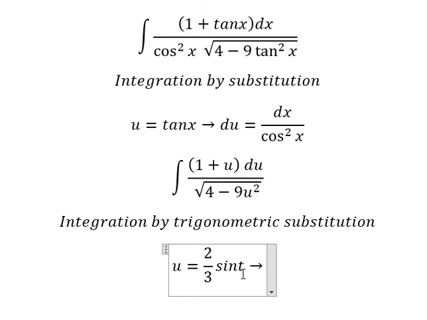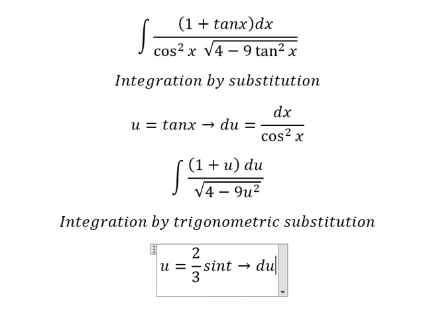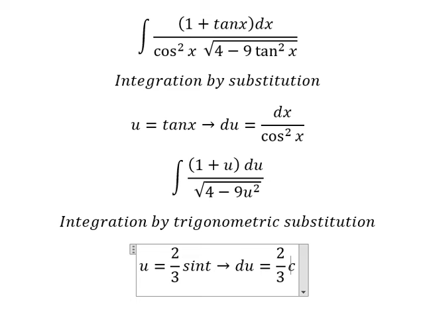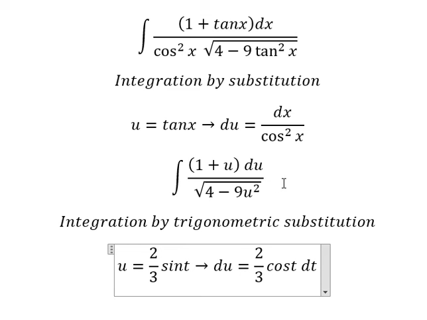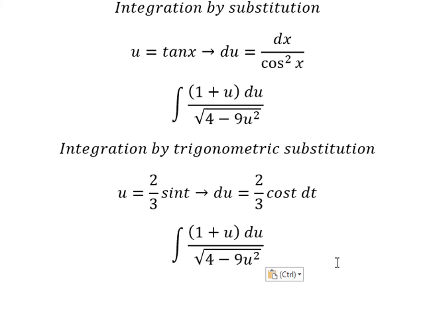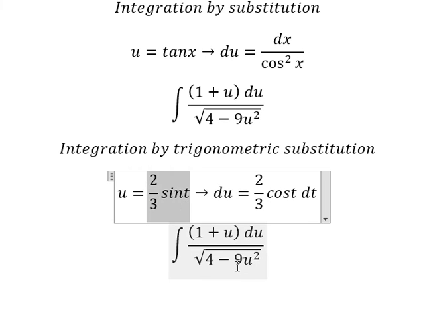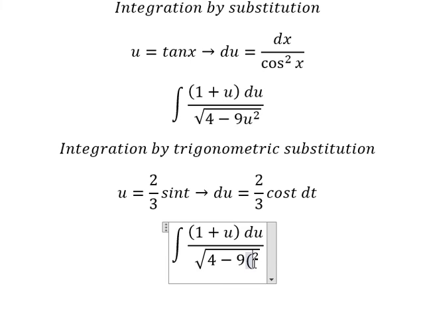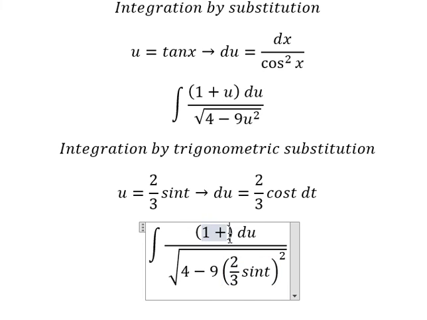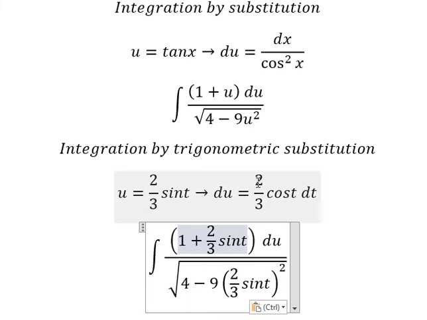So we first take the derivative of both sides, and we have du equal to 2 over 3 cosine t dt. So I will put this one here and here. Du we change by this one.